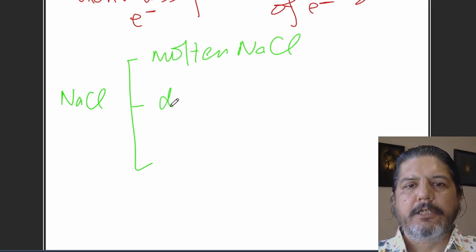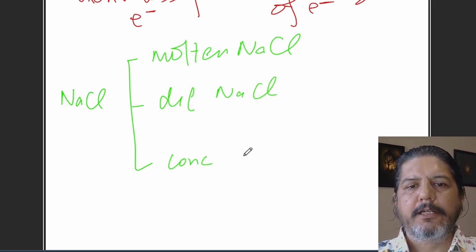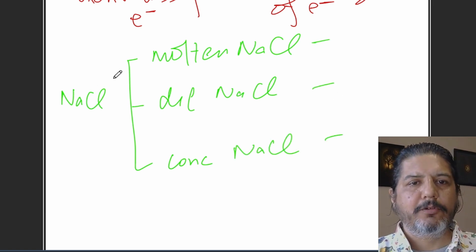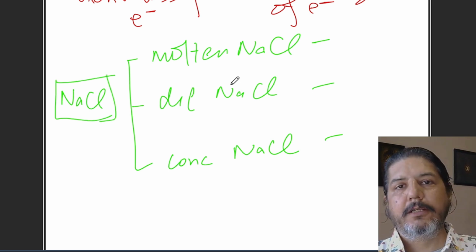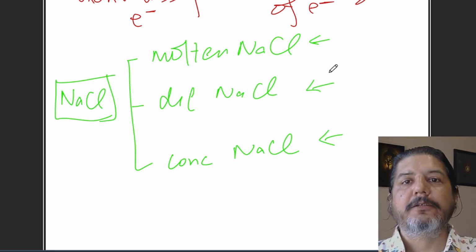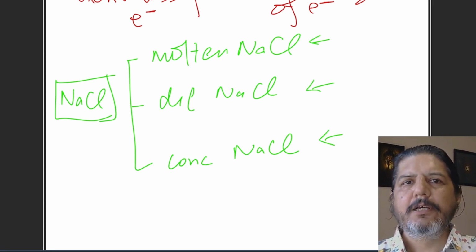You can have dilute NaCl. You can have concentrated NaCl. Now, these are three types of electrolysis that are possible with a single compound. So the kind of discharge which will take place at the electrode would be different.